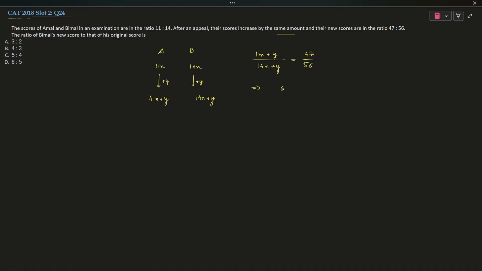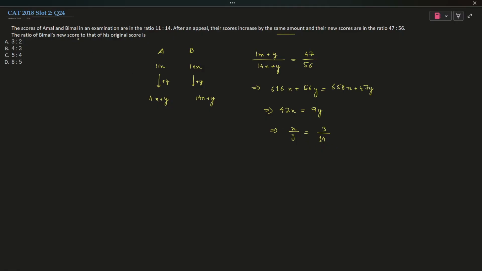So what will this be? 56 into 11 is 616, so 616x plus 56y is equal to 14 into 47. How much will it be? It will be 658. 658x plus 47y. Correct? So 42x is equal to 9y. From here we will get the ratio of x by y. x by y is 3 by 14. This is the required ratio of x to y.